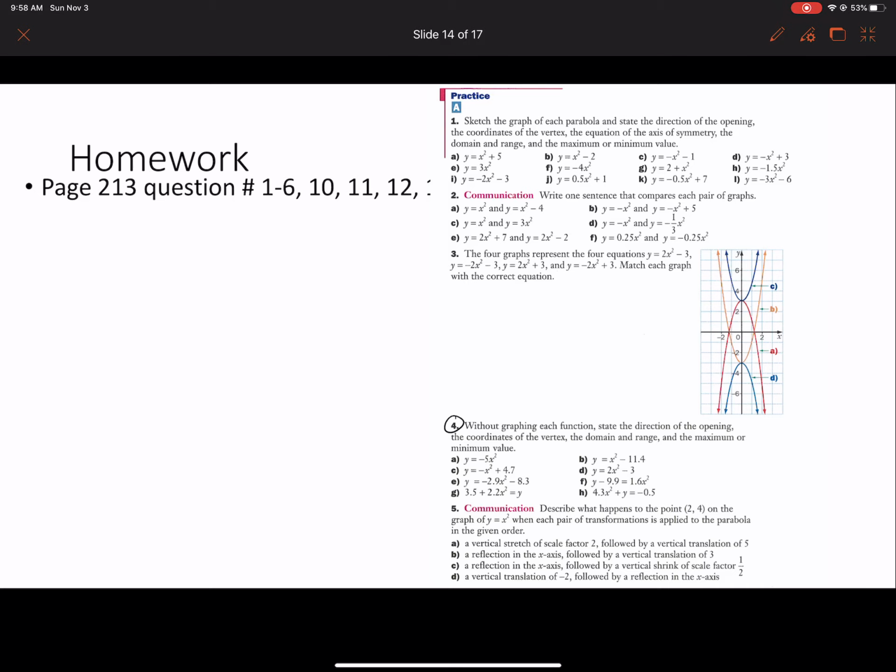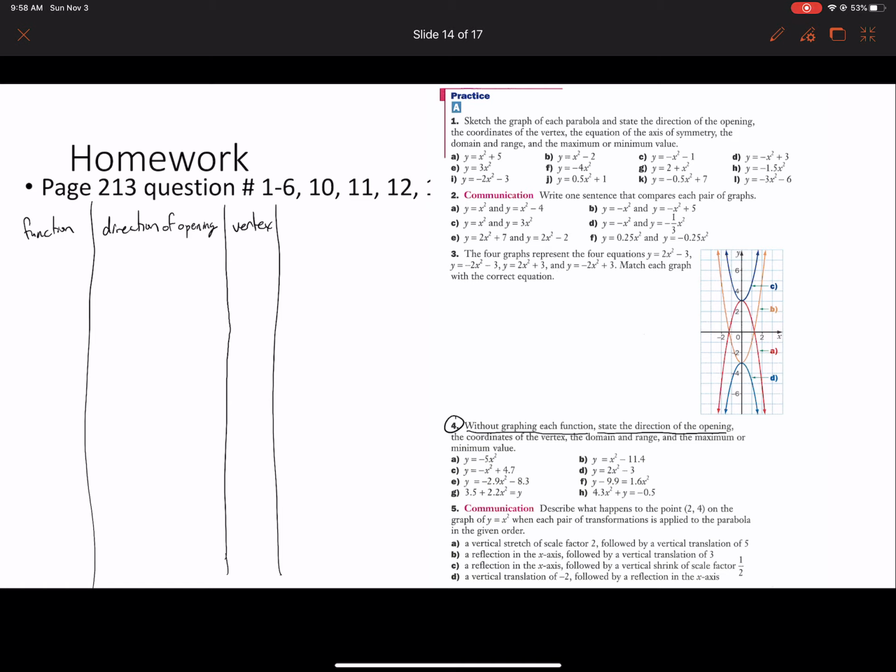Okay, question 4. We have a bunch of functions, and without graphing each function, state the direction of opening. So we have function, direction of opening, and we have vertex. The vertex is just 1 point. What else do we have? Coordinates of the vertex, the domain and range.